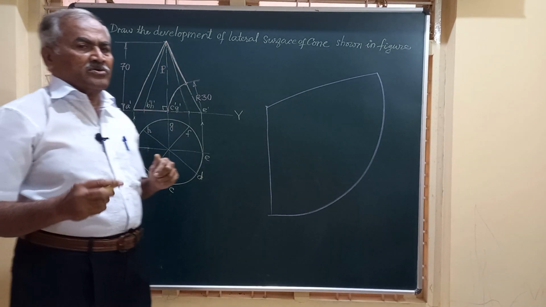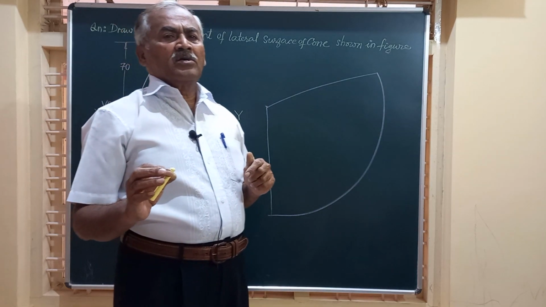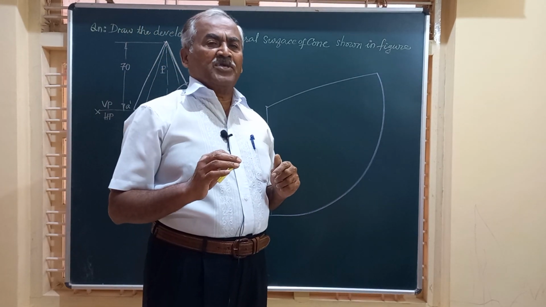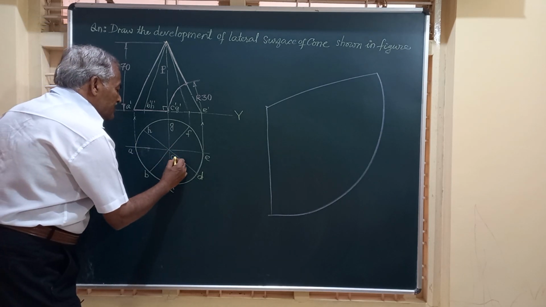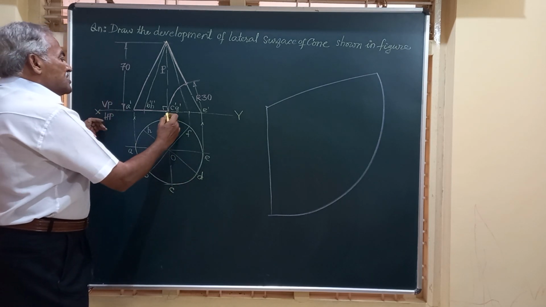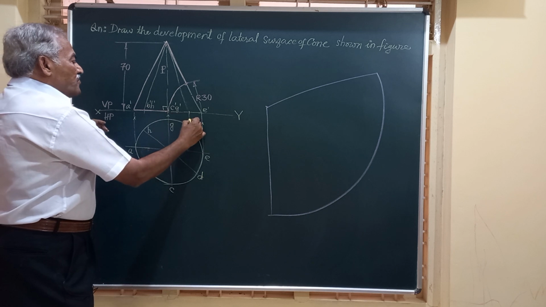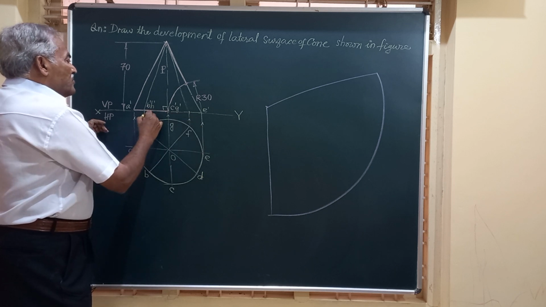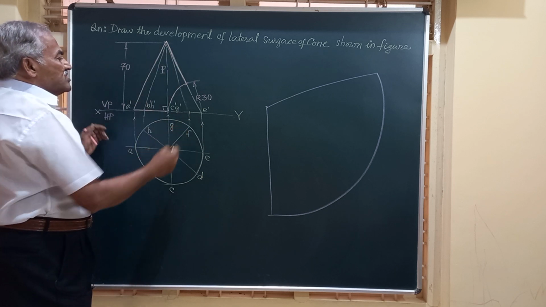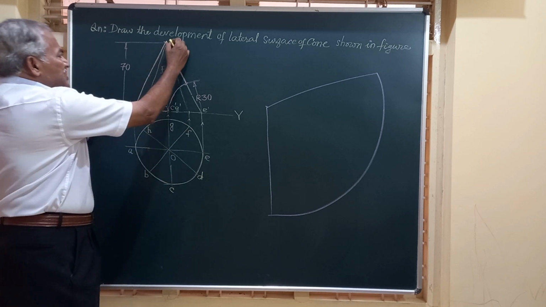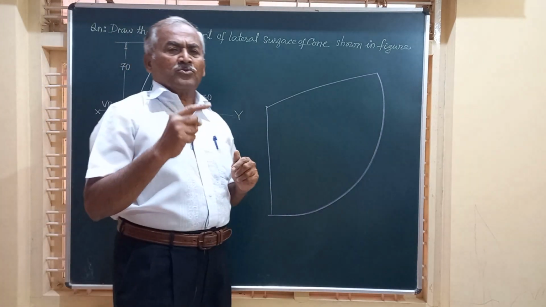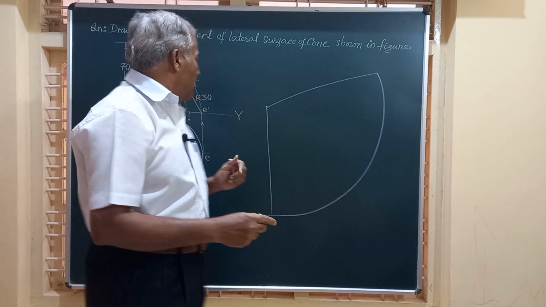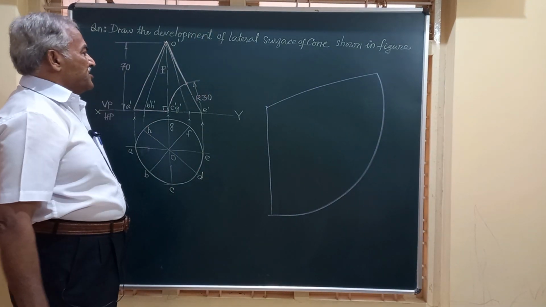So I have drawn the circle representing the top view of the cone. I have divided that into 8 equal parts, and transferred all these points from the top view to the front view, and I have got the points and shown all the generators. There are 8 generators: O dash A dash, O dash B dash, etc. up to O dash H dash.